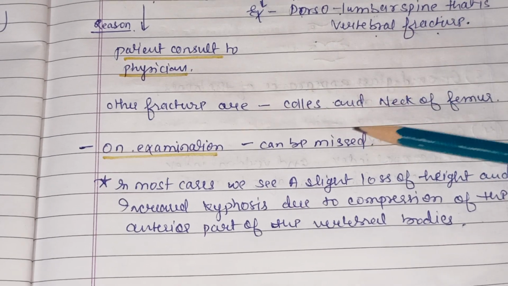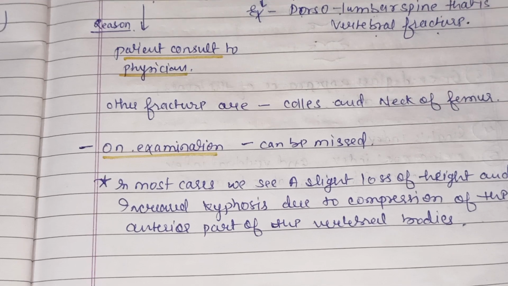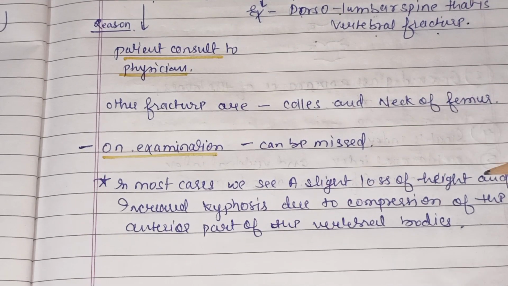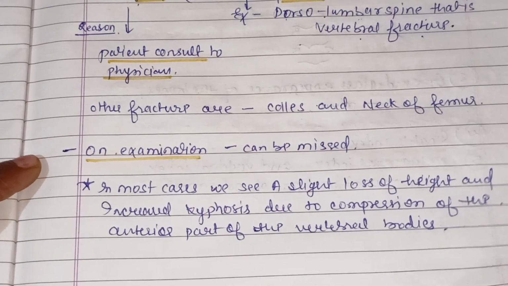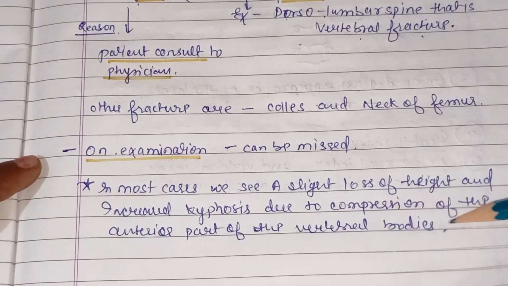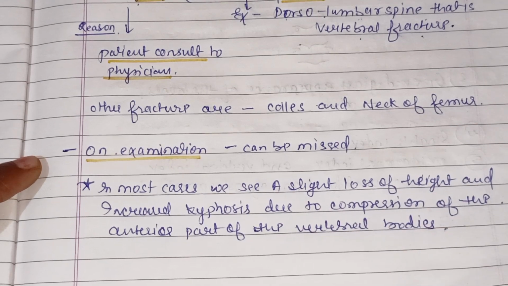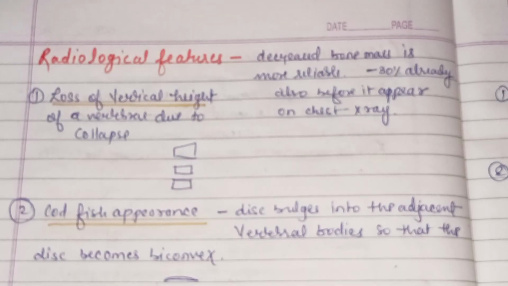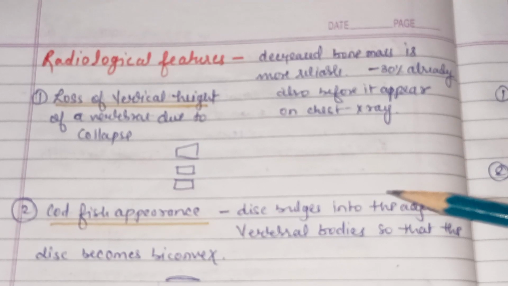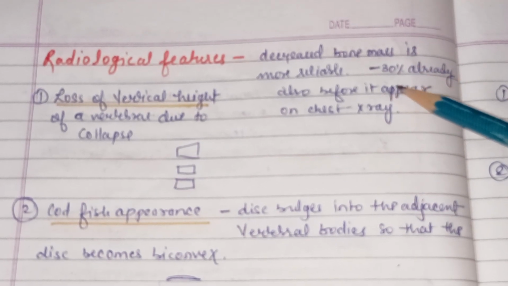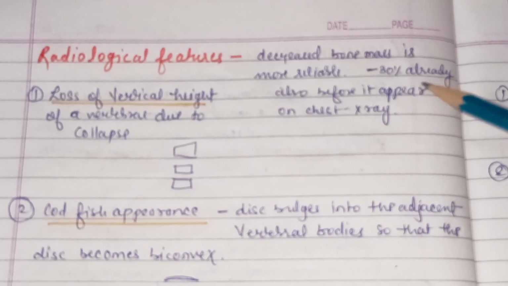Okay, on examination we can miss the findings. In most of the cases we can see a slight loss of height and increased kyphosis due to compression of the anterior part of the vertebral bodies. Radiological features. Decreased bone mass is a more reliable condition.